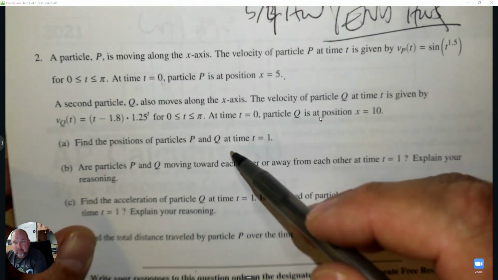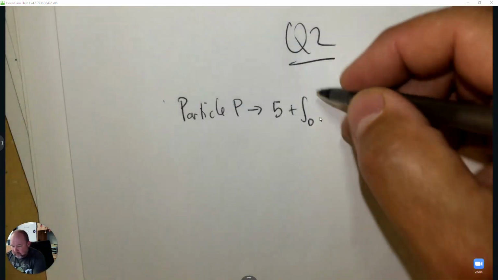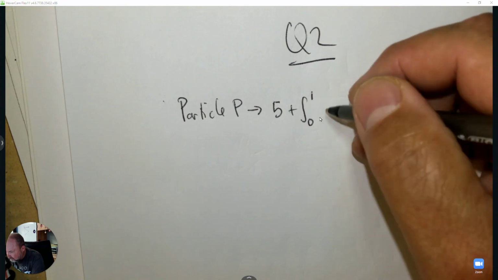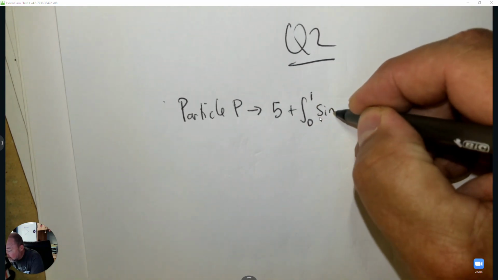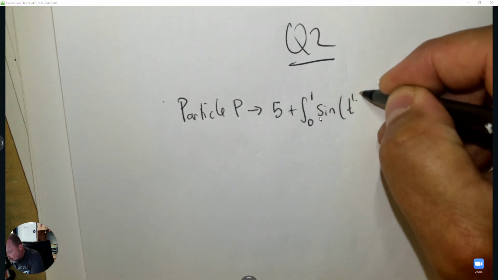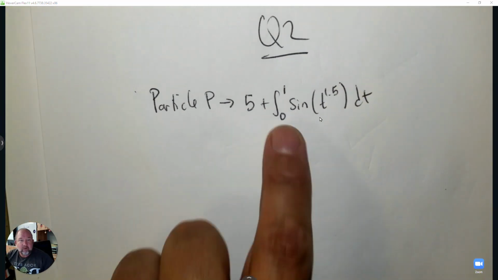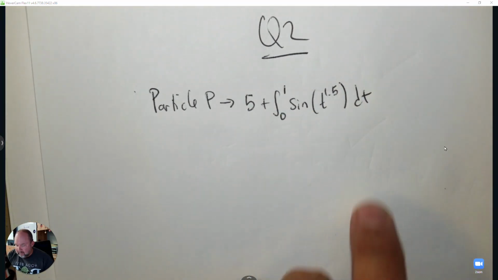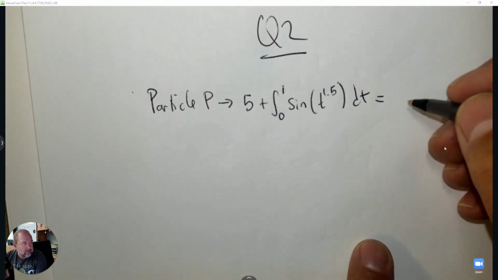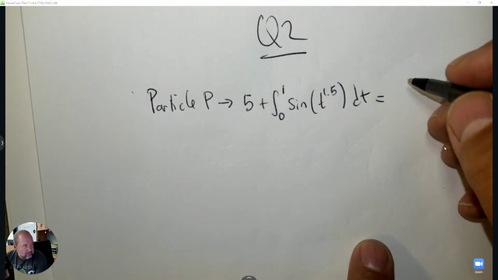And then it wants to know at time 1. So it goes from 0 to 1, and you do the velocity of that. Now you're going to use your calculator. So use your calculator, type it all in. And the answer you should get is 5.370.